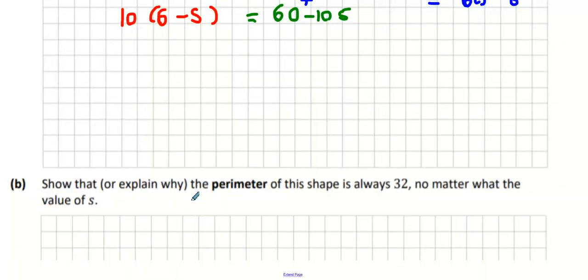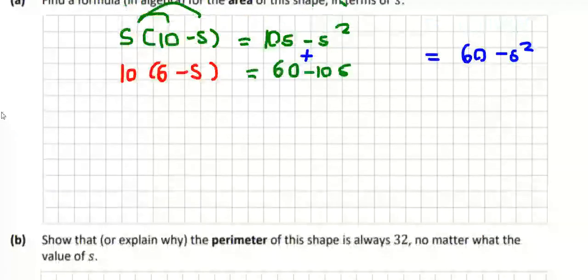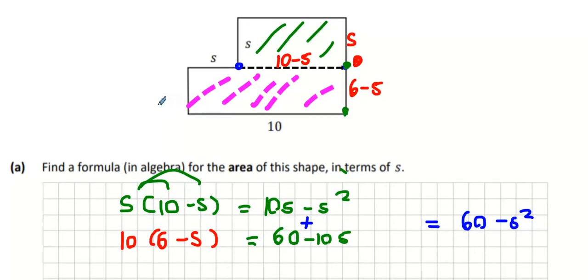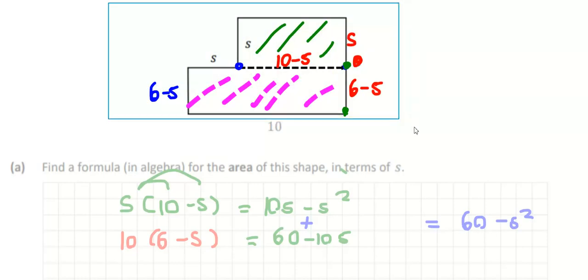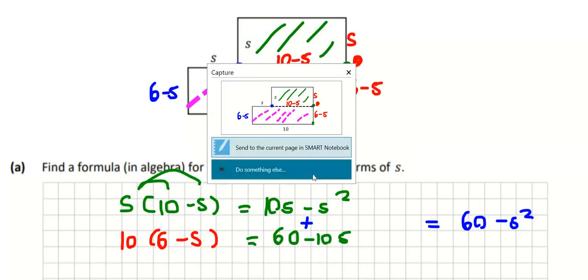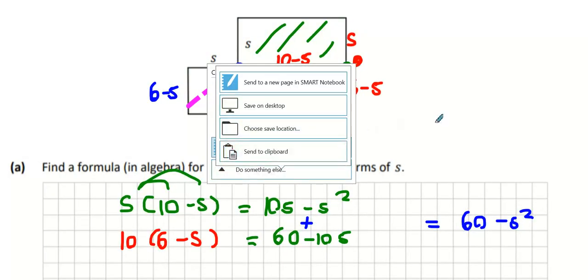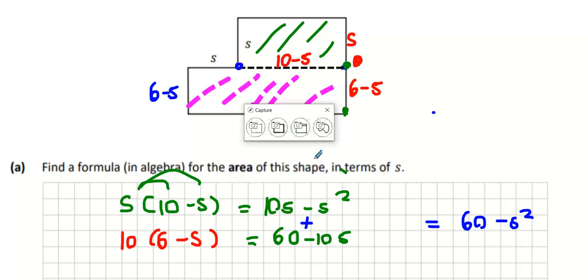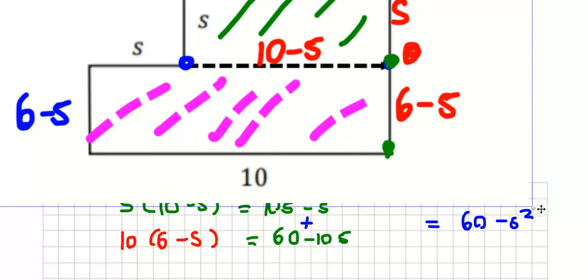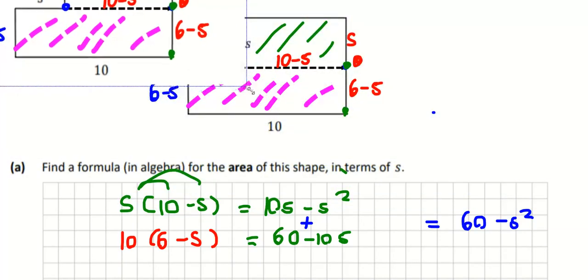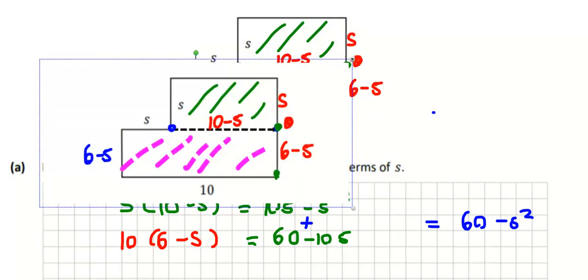Show or explain why the perimeter of this shape is always 32, no matter what the value of s. Well, we're going to add up all the sides together, and what we're hoping for is that there will be no s in the answer, which means the value of s never affects the perimeter. Okay, so let's add all these sides. Remember, perimeter is when you do a lap of the outside of the shape. So that's what we're going to do.